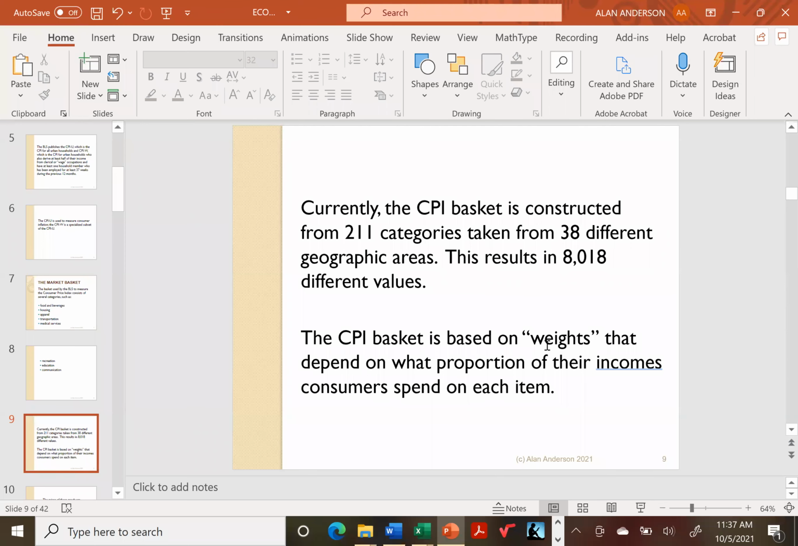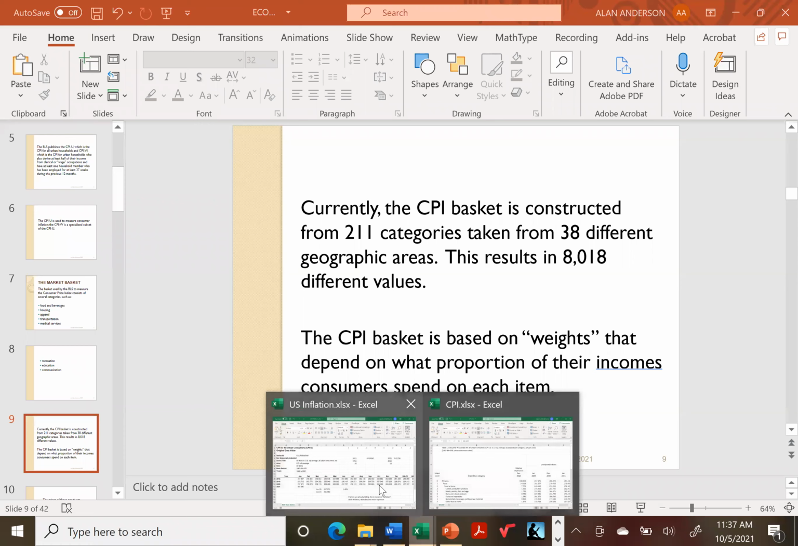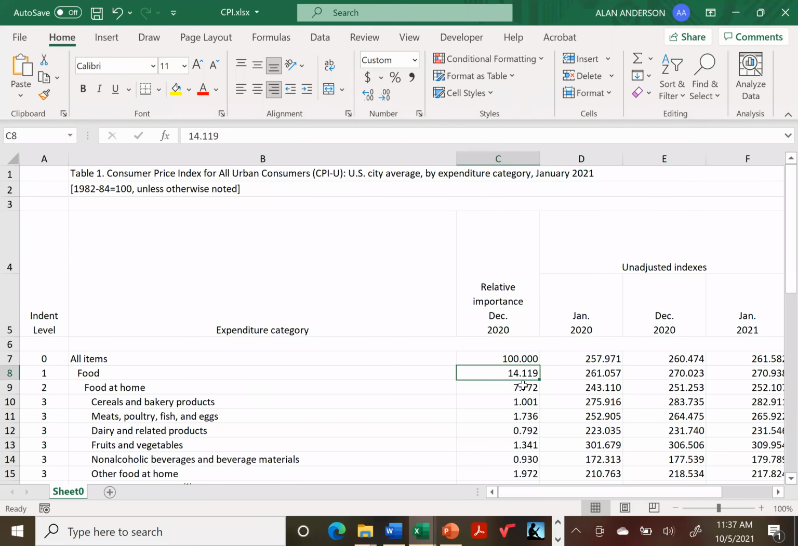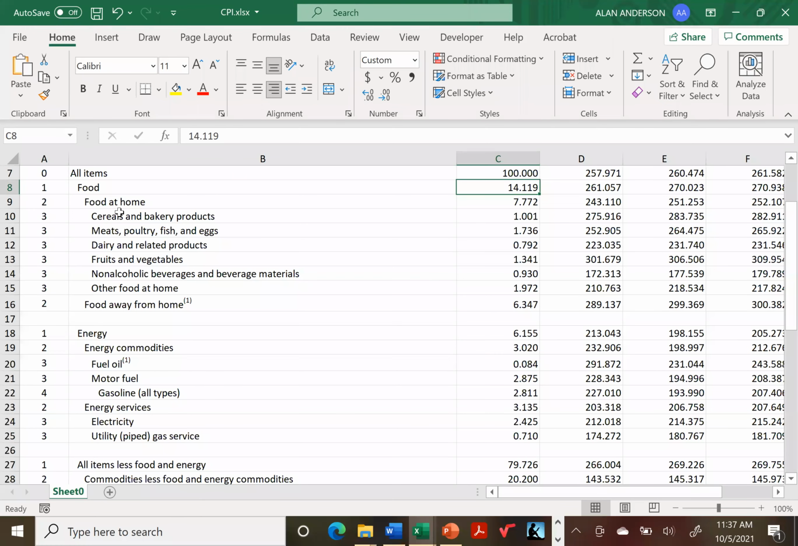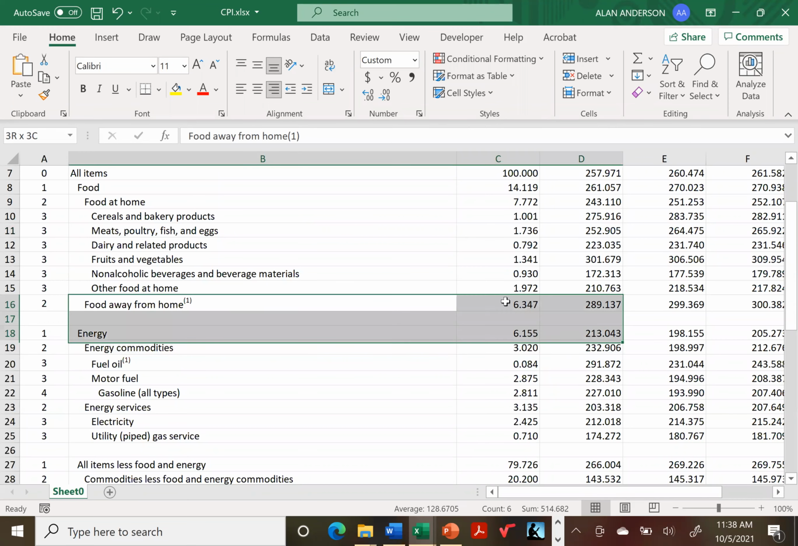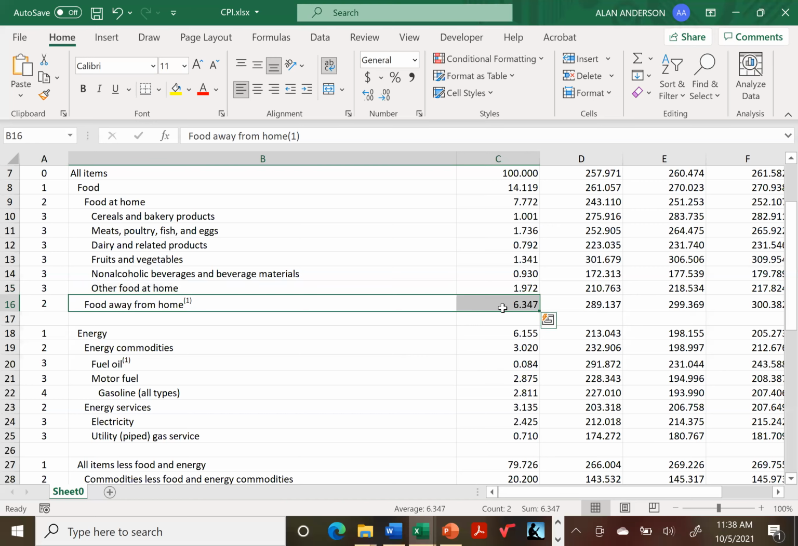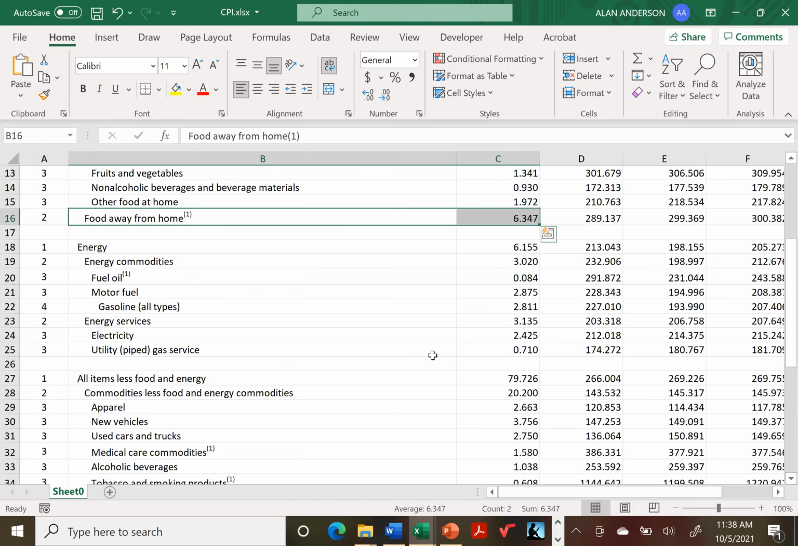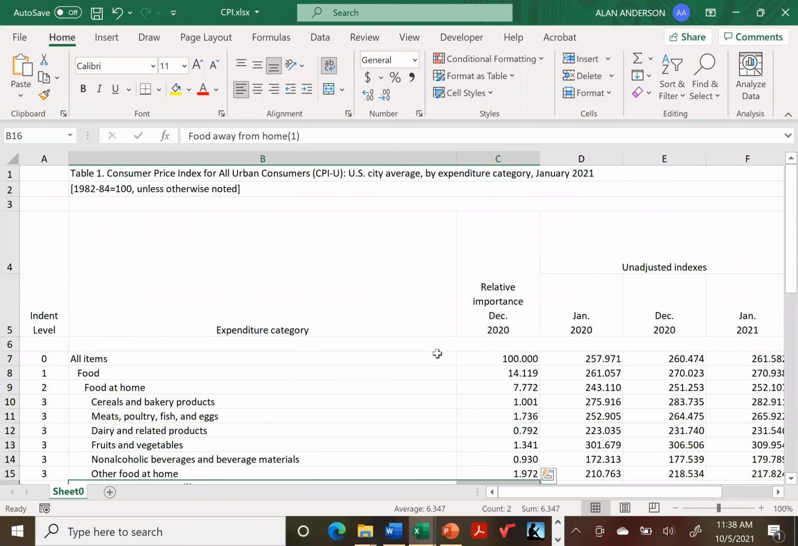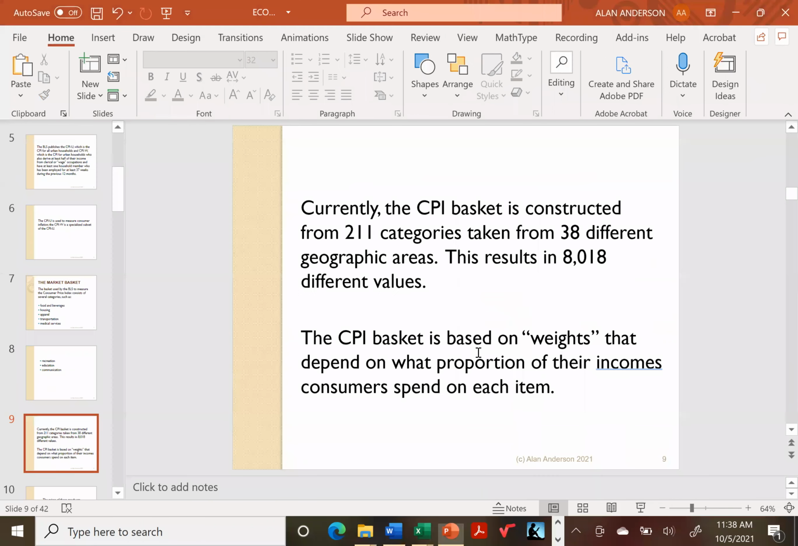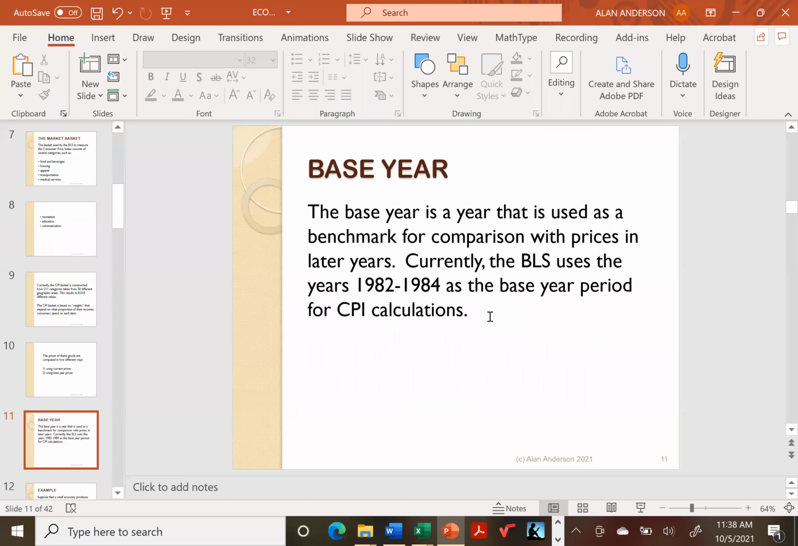And the weights that we saw earlier depend on what proportion of our incomes are spent on these different items, which we saw in this chart. Like we said, food is 14.119%. Those are the so-called weights. And you can see they break it down much further than that. Cereals and bakery products, meats, poultry, fish and eggs, et cetera, et cetera. Food away from home would be restaurants or fast food places. Pretty big percentage, I must say. So they have quite a hard job to do here. But, you know, it's really considered to be the most reliable information we have about inflation.